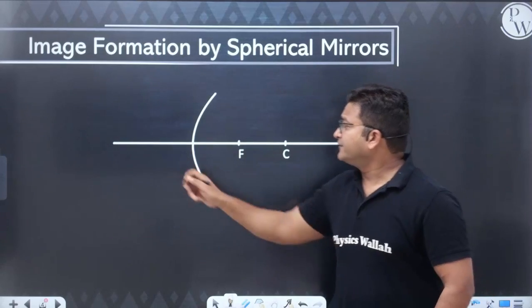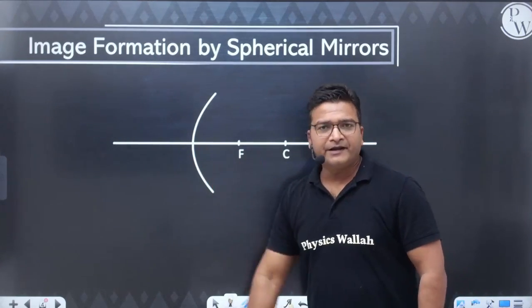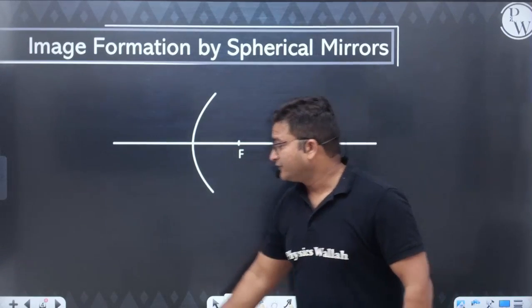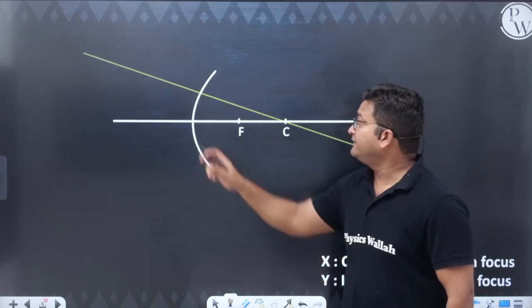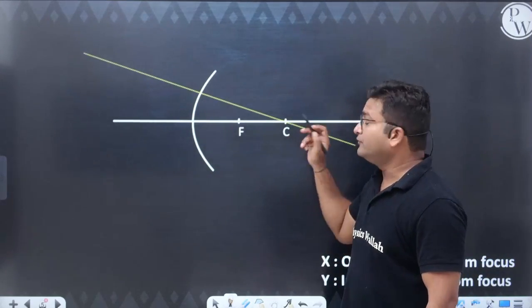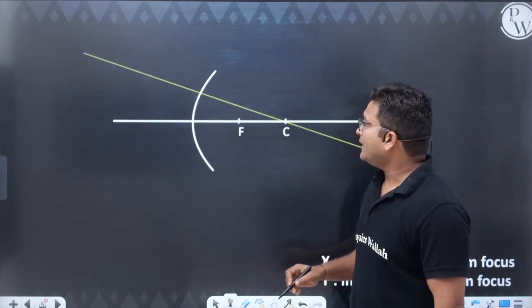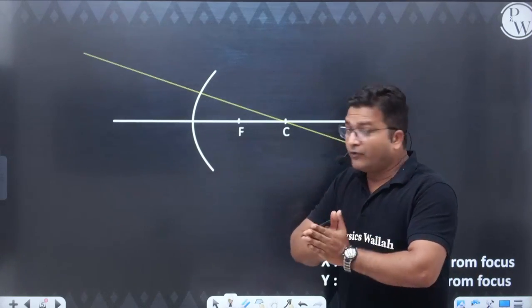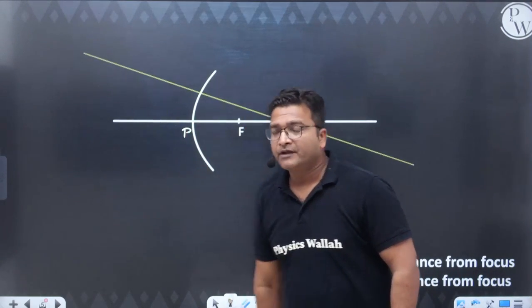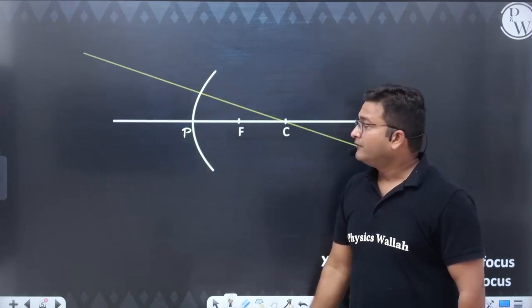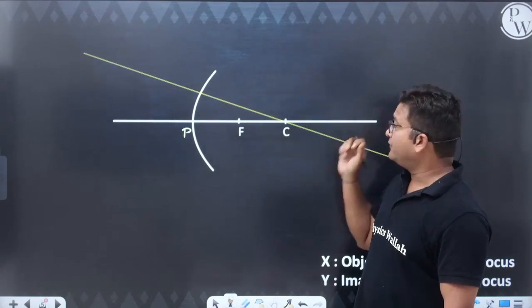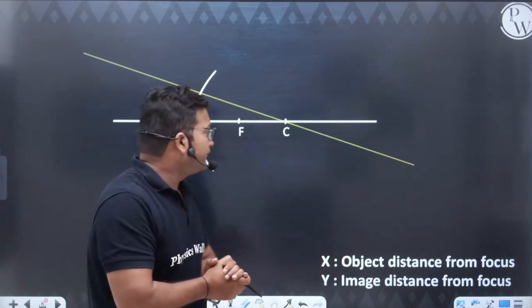Okay. And this represents a principal axis. Okay, any line which passes through center of curvature is a principal axis. So let us draw a new line, this yellow line, and it can be a principal axis too, because it is passing through center of curvature. Okay, so there are 4 important regions, this point is called pole. So we have a region beyond pole. We have a region between pole and focus. We have a region between focus and center, and we have a region beyond center of curvature. So basically there are 4 regions.